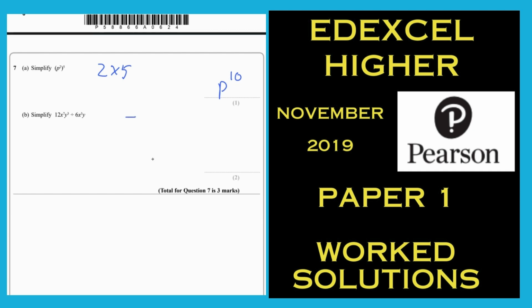Let's do numbers first though. 12 divided by 6 is 2. The power of x is 7 minus 3. And the power of y is 3 minus the one you can't see. And on we go.